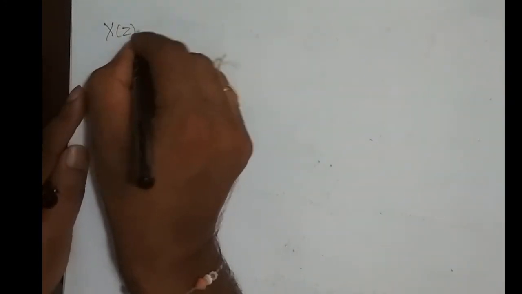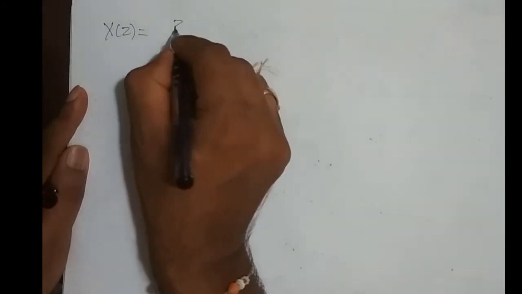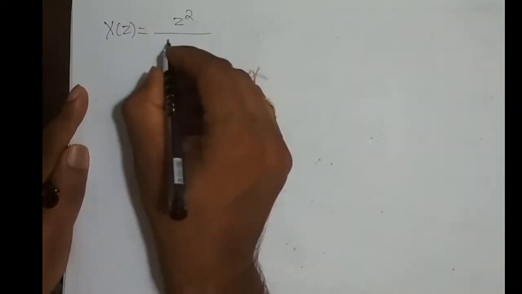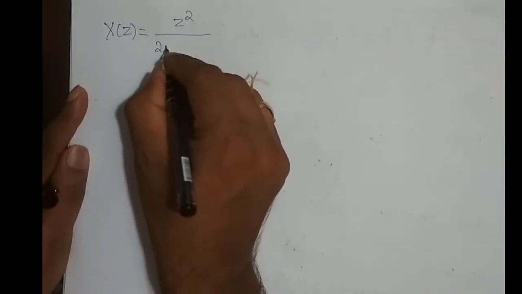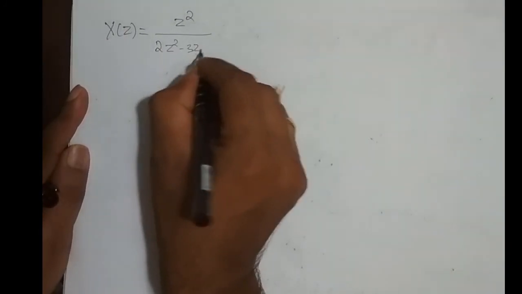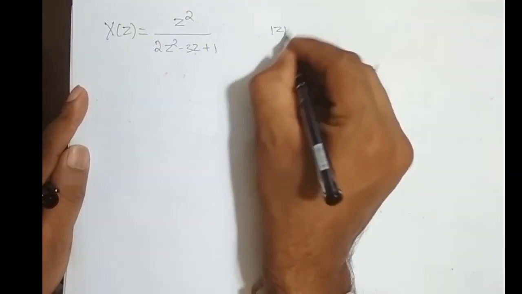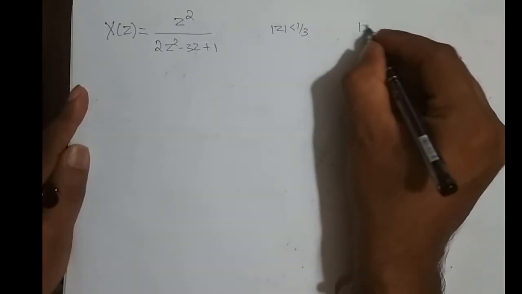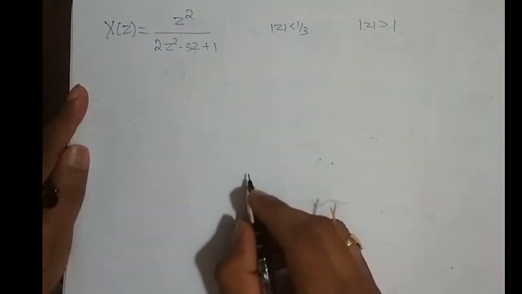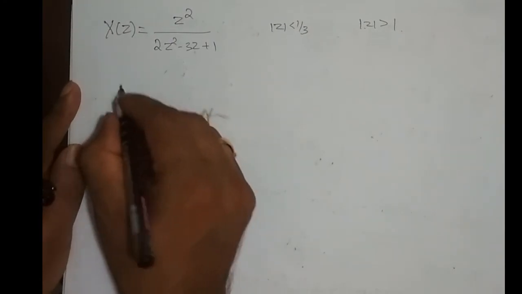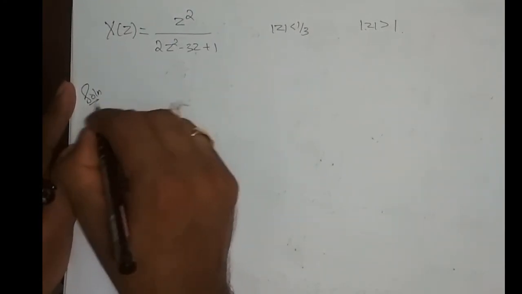So I will give you one more problem and I will give you all the intermediate results. You just do these problems and cross check your answers. Okay, so X(z) is z squared divided by 2z squared minus 3z plus 1, with ROC magnitude of z less than 1/3 and with ROC magnitude of z greater than 1. Fine. And I will give you the intermediate answers here.